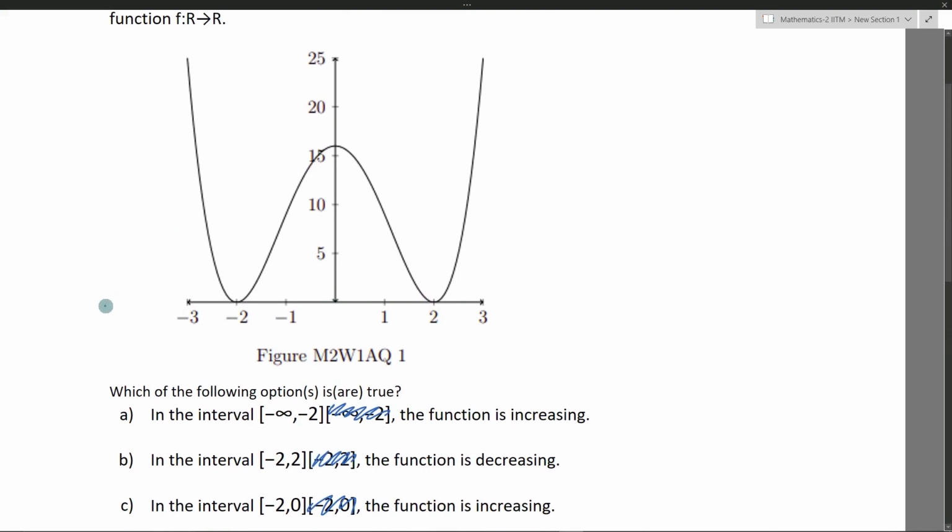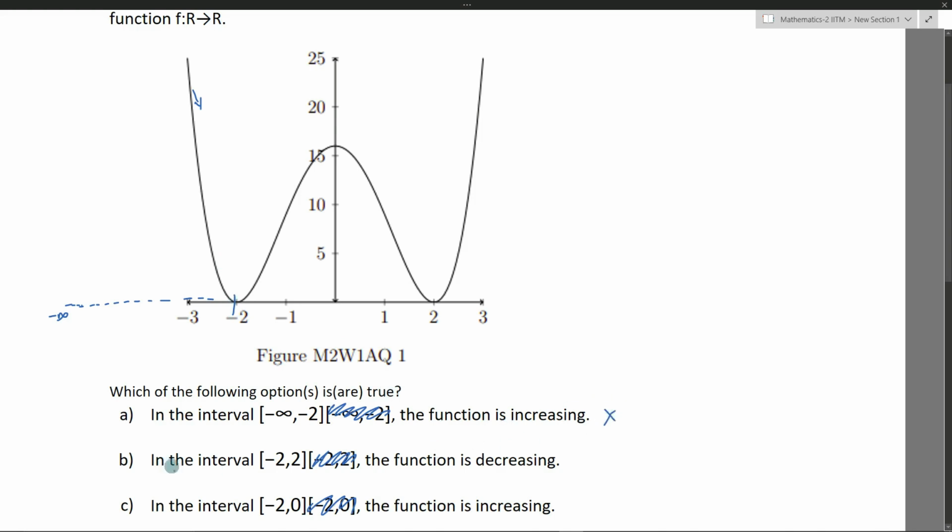If we are increasing the values of x from minus infinity, let's assume they have minus infinity somewhere here, and we are increasing the value and coming to minus 2. What is happening to the function? The function value is going on decreasing, right? We are moving in this direction. So what is happening to the y value? The y value is continuously decreasing till minus 2. So the first option is wrong.